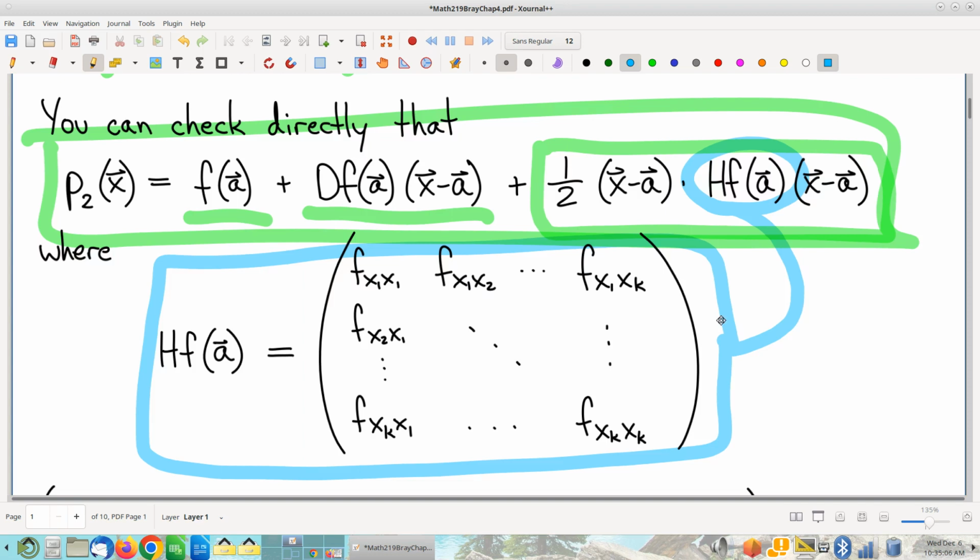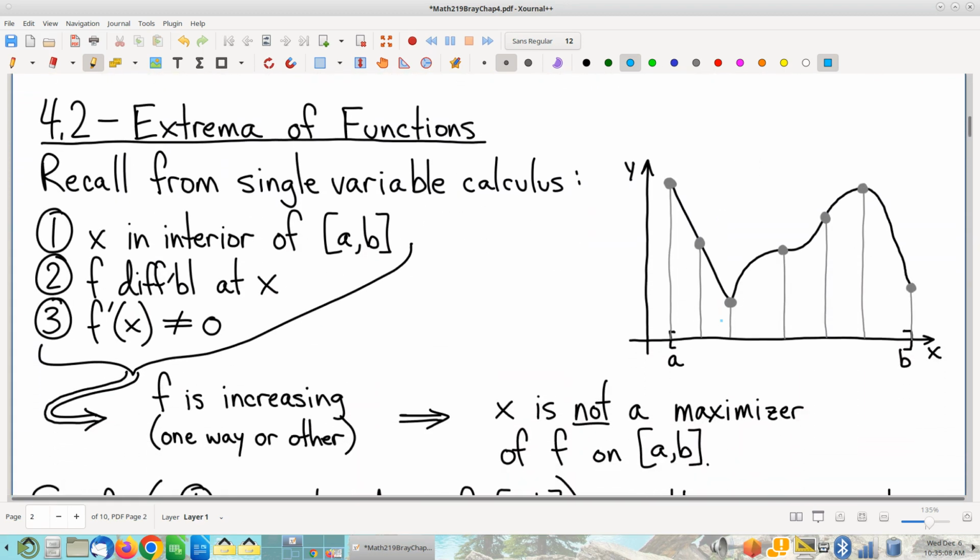All right, now we're going to move on to 4.2. So, quick review of single variable optimization. Now, again, this is kind of old news. So let's look at the following list of conditions.